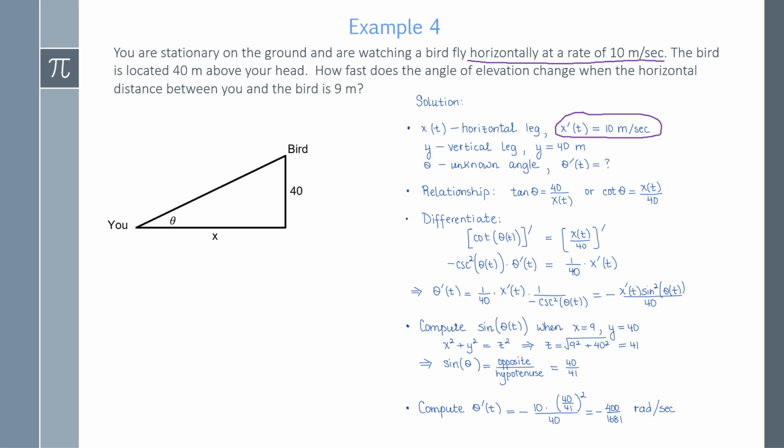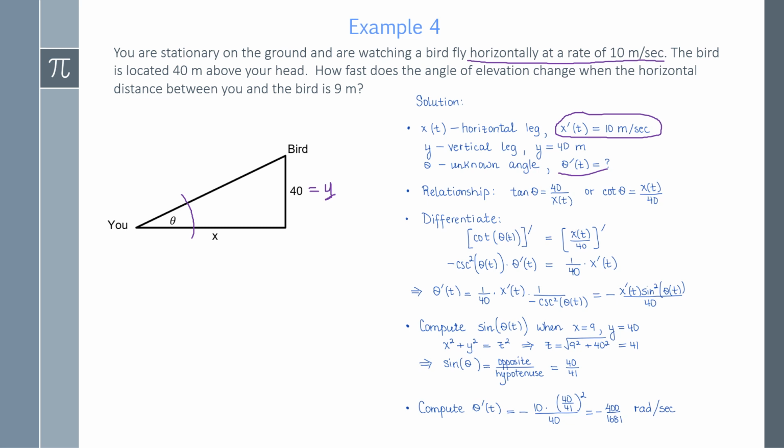Okay, y will be the vertical leg. So that is the vertical distance, the distance where the bird is above the ground. And we do not know the angle. So the angle of elevation is right here. We would like to know how fast this angle is changing. So that's theta prime of t. That is what we would like to find.